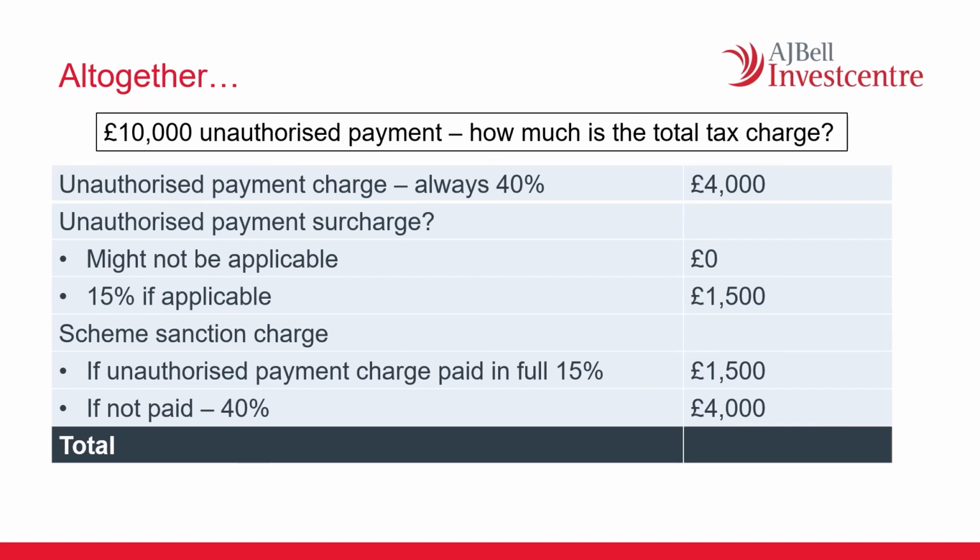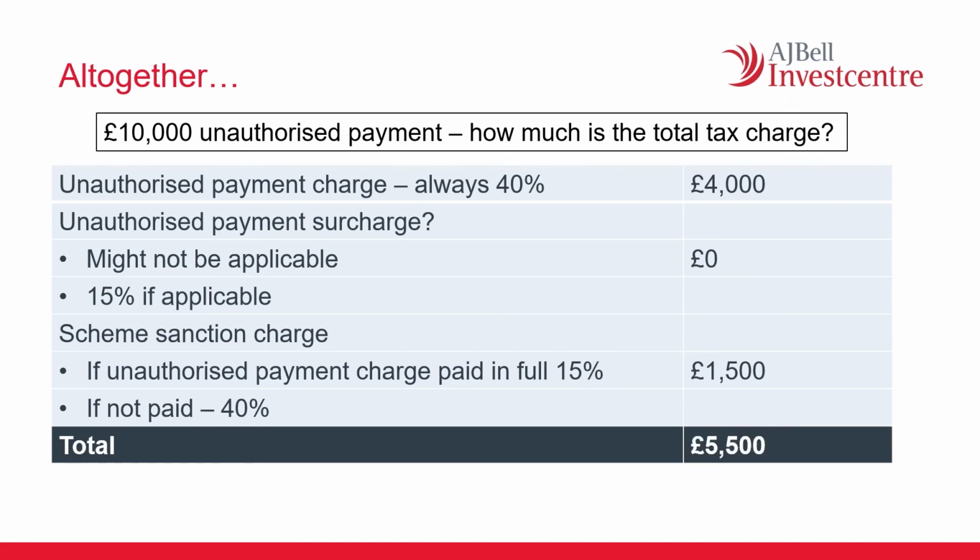The surcharge might not be applicable, might be nothing. It could be 15%, so in this case, £1,500. Your scheme sanction charge, as long as the unauthorised payment charge has been paid in full, then it's 15%. If it's not, it's 40%. So a couple of different scenarios.